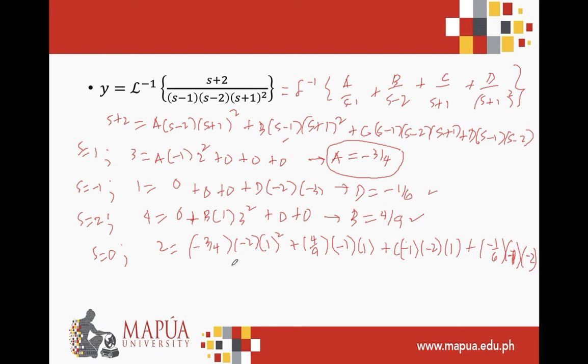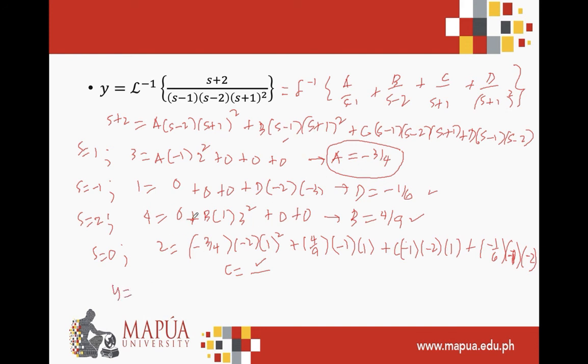So you can now solve for c. What is c? Do I have here 2? So 2, minus 3 over 4. So you may solve the constant here. So I can now move to the value of y.